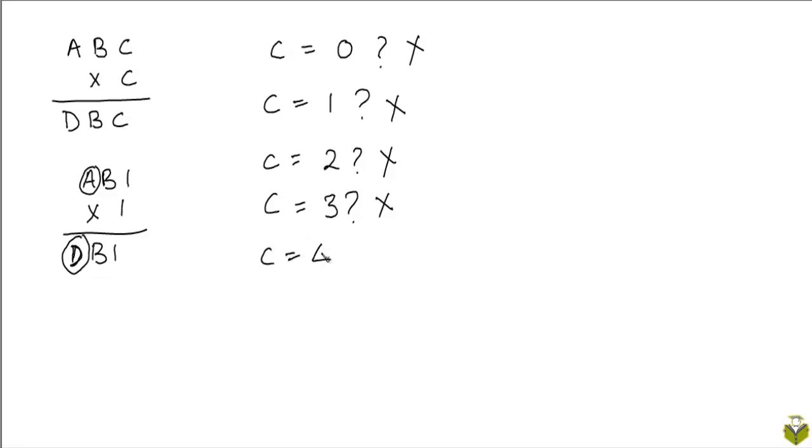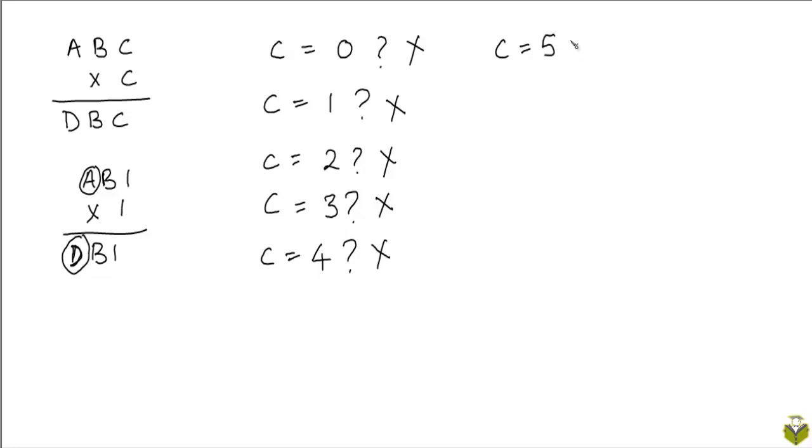Can C be 4? 4 times 4 would be 16, and we would have a carry of 1 from that operation, and in the units place we would have a 6. So we would have C being equal to 4 in these two places and C being equal to 6 over here, which is not possible. So C cannot be a 4.